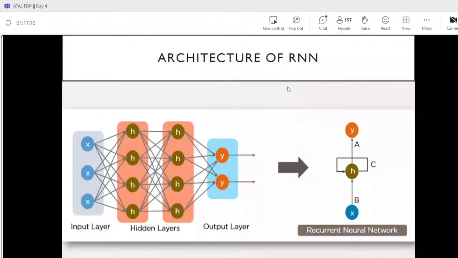Coming for the next input x2, again 4. Coming for x3, again 4. So 4 plus 4 plus 4 is 12. So now this part is over. Now what will happen? Again, these H11, H12, H13, H14 will be multiplied with the next hidden layer, which is H21, H22, H23, H24. Now 4 into 4, 16.